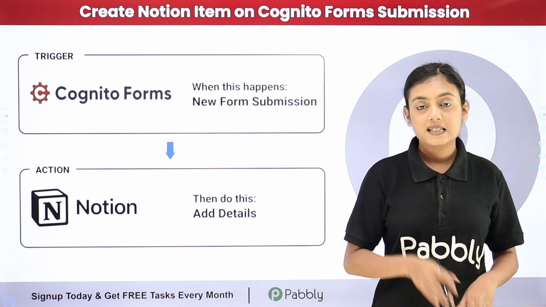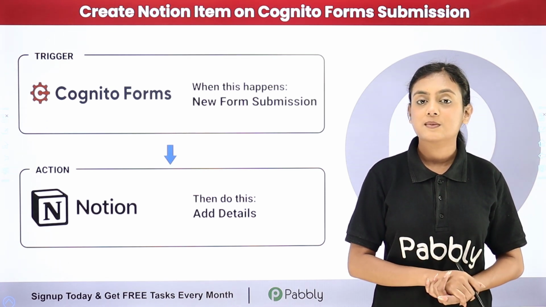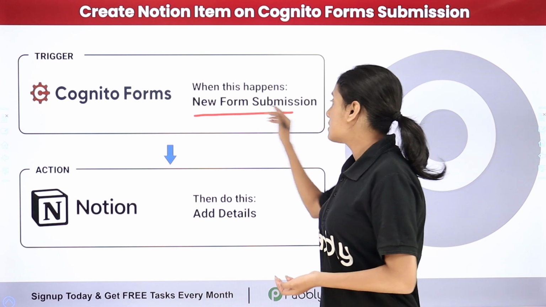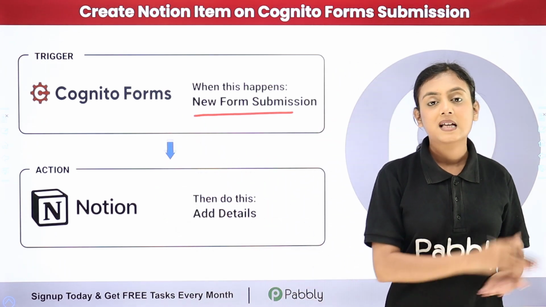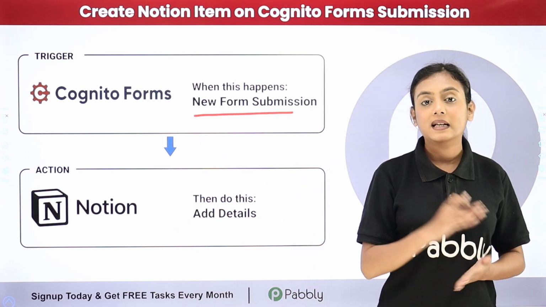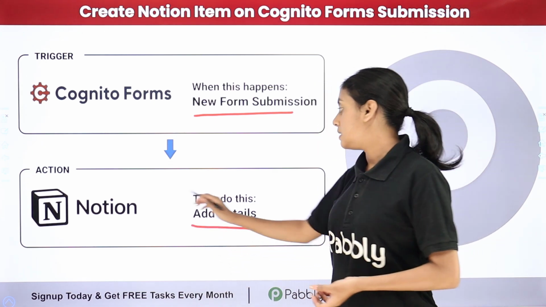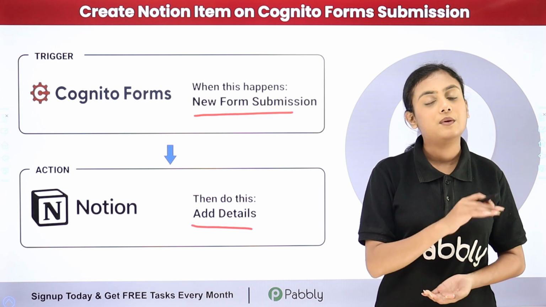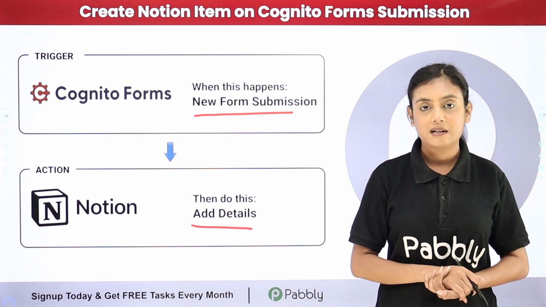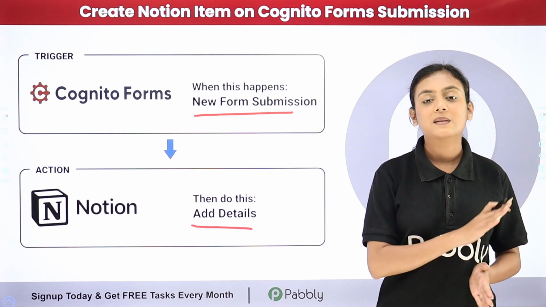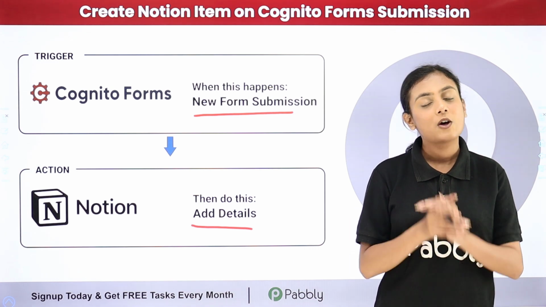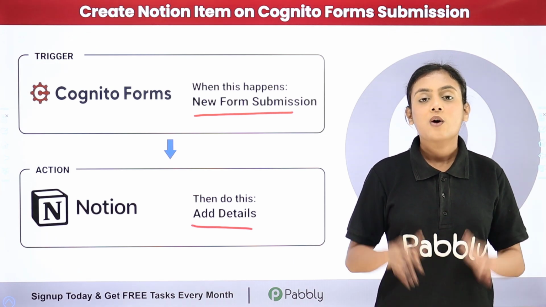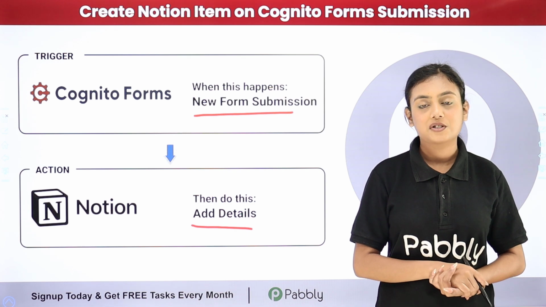Here what I want is that as soon as the potential customers or clients make a new form submission using Cognito Forms, I want to create the record of my leads details in my Notion database as an item. Now creating these records manually can be very time consuming and prone to errors. So what I've done is I've simply automated this entire process with the help of Pabbly Connect, which is an amazing automation and integration software.